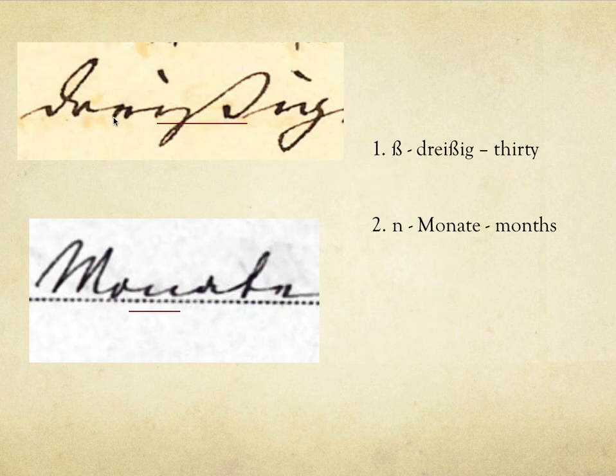So this word is dreißig, which means 30. And this one I'm giving to you as a freebie. This is our N, Monate. We have 1, 2, 3 points, and it starts right where our O ends, that first point. So here we have D, our bucket R, our narrow E, I, S set, I, G.